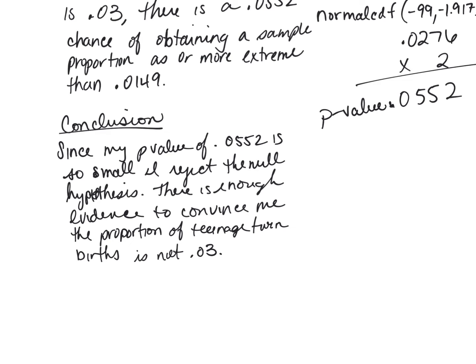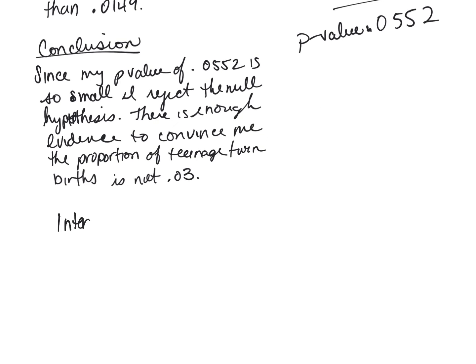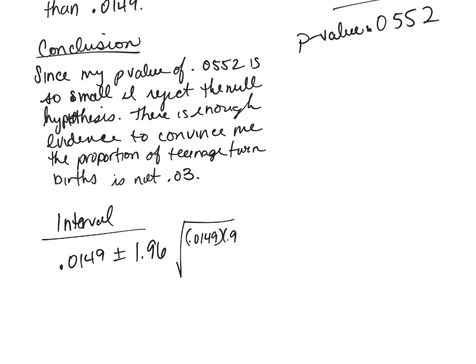When we make the interval, we can't use the standard deviation from our z-score calculation because that is using p-naught. We have to use our sample proportion. So our interval would be 0.0149 plus or minus. Now here's a great example when we create our interval of 95%: 1.96 times the square root of 0.0149 times 0.9851 over 469. That's what my calculation looks like. I'm still going to do it in the calculator.